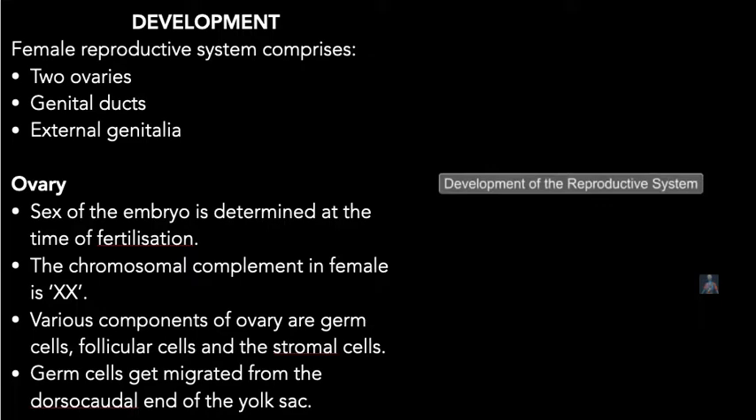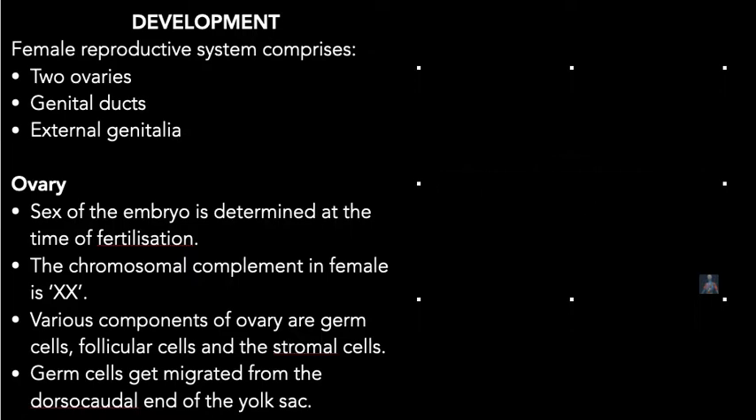The chromosomal complement in female is XX, and various components of ovary are the germ cells, the follicular cells, and the stromal cells. The germ cells get migrated dorsocaudally at the end of the yolk sac. Right. Formation of the gonads.